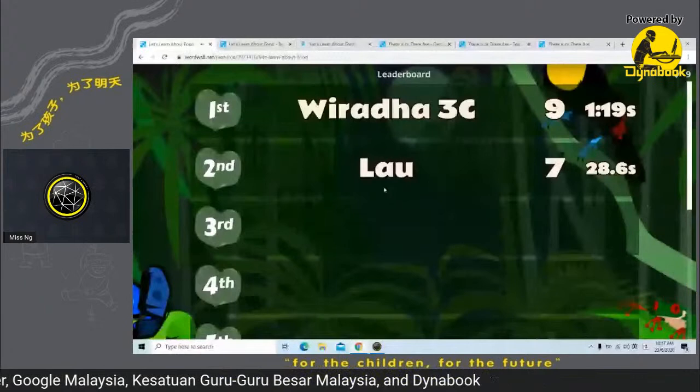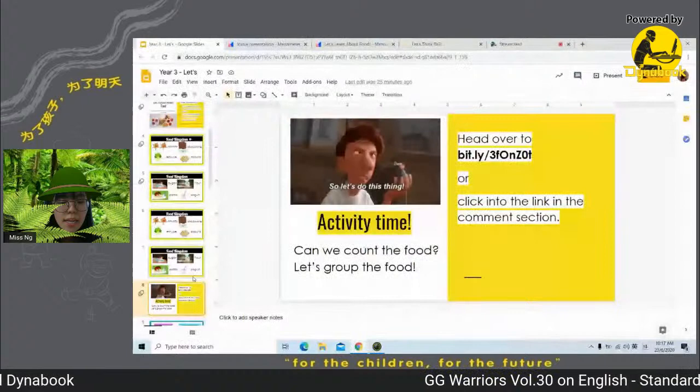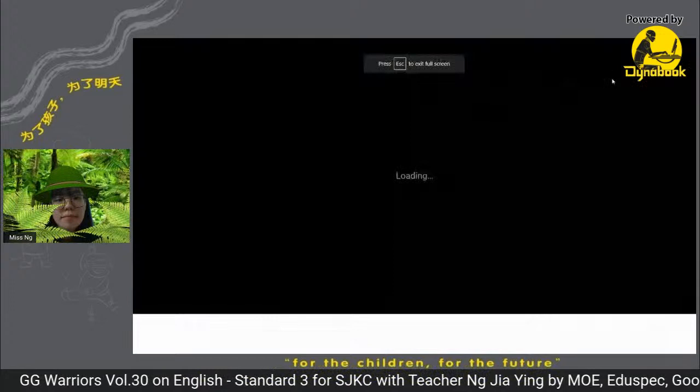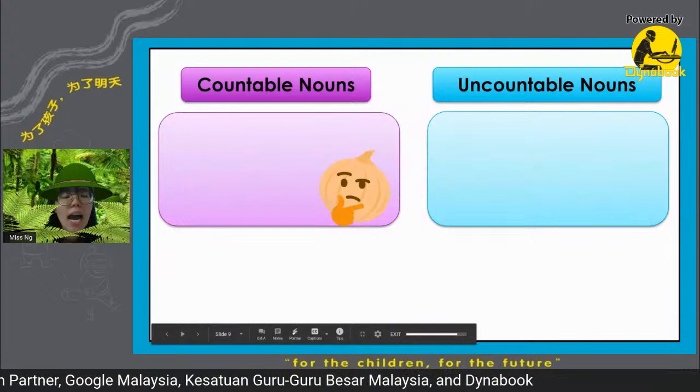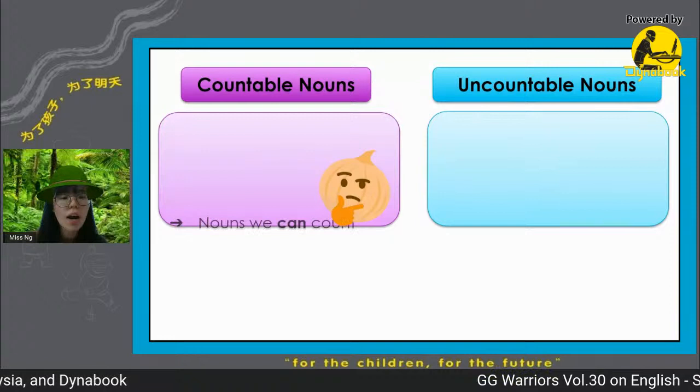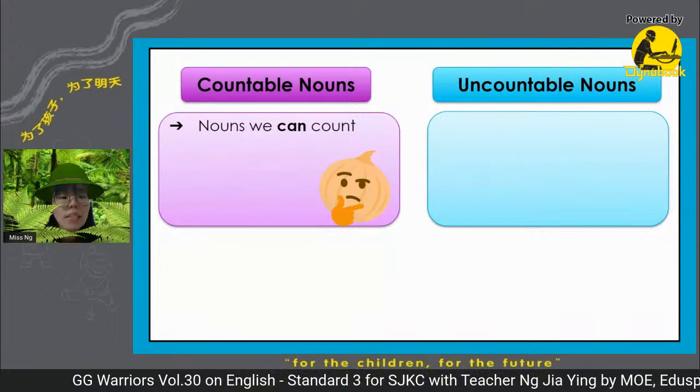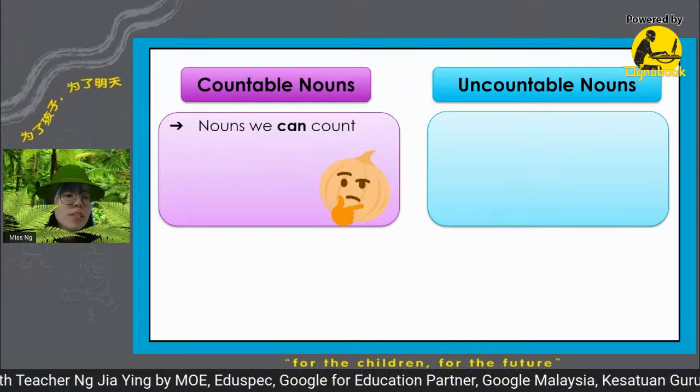We are going to learn more today. Actually, food that we can count, or other nouns that we can count, we call them countable nouns. Since we can count, 能算的, we have singular and also plural forms.